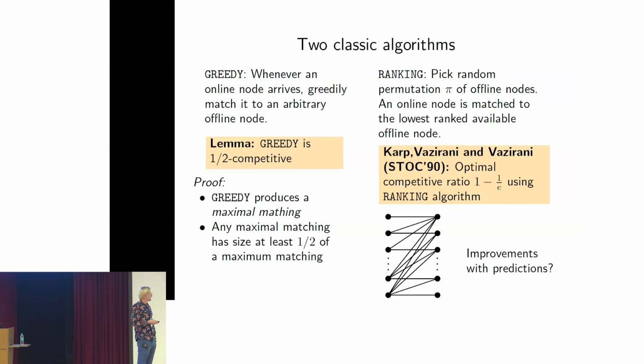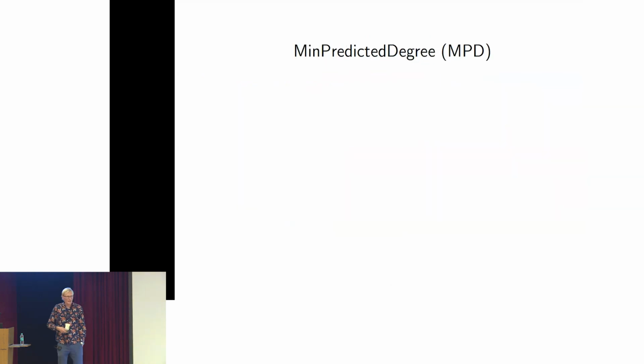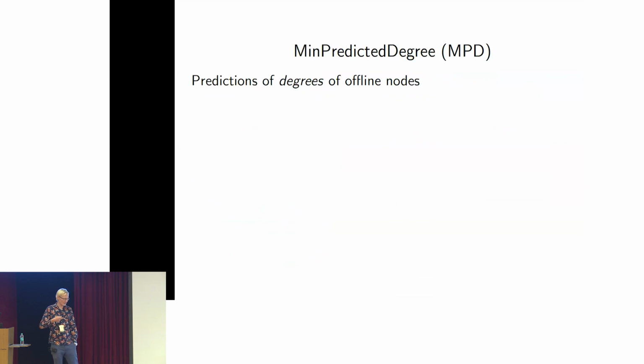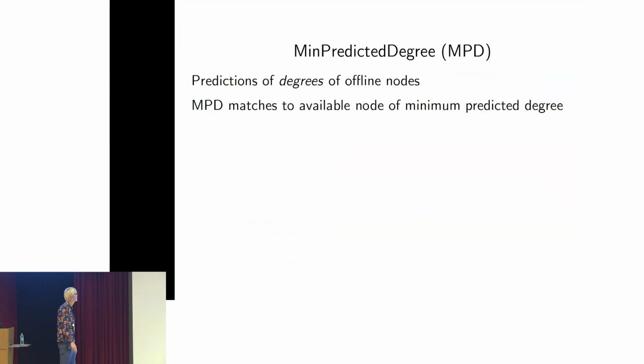In this paper, we ask whether we can somehow improve this using some sort of predictions. We propose an algorithm called minimum predicted degree. The predictor we use predicts the degrees of the offline nodes in the final graph. So for each offline node, we have a prediction of its final degree. Then minimum predicted degree operates very simply. Whenever an online node arrives, it looks at the available neighborhood and matches to the one of minimum predicted degree. So it's similar to the ranking algorithm, but the permutation is no longer random, it's induced by the degree predictions.